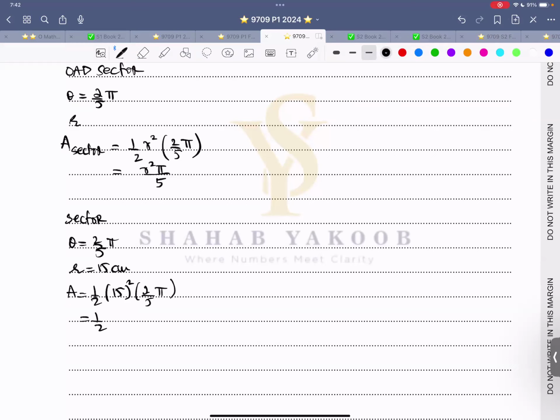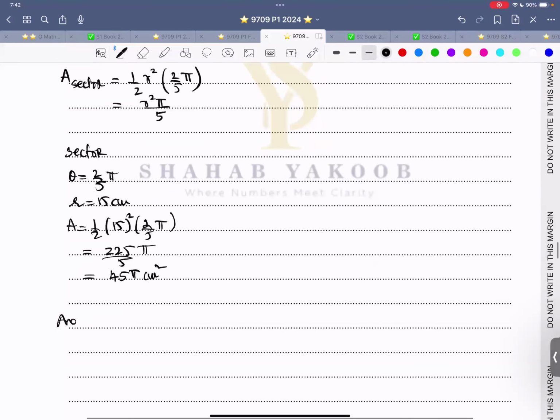Write it very prominently, 2 cancel. And what am I left with? I'm left with 225 divided by 5, pi. And how much is that? 225 divided by 5, is that 75? No, that's not 75. I think that's 45. So let me just double check. No harm. 225 divided by 5. Yes, it's 45. So that is 45 pi.